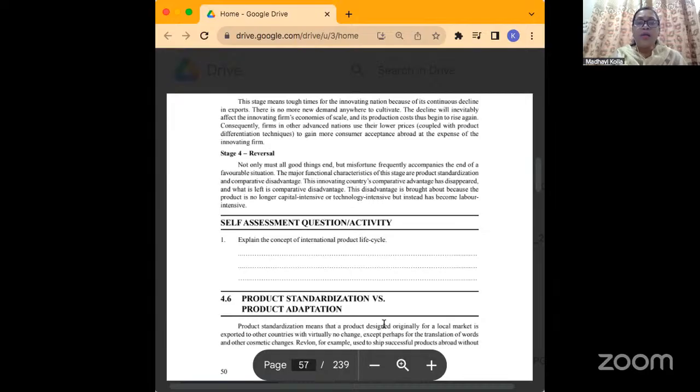So, a product standardization has happened. There is a comparative disadvantage in terms of what the product is being offered and what the competitors are offering. What new products have been introduced as a replacement? For example, if you see in terms of televisions, 15 years ago, televisions were being imported from, say, India, manufactured by LG, but say in Thailand.